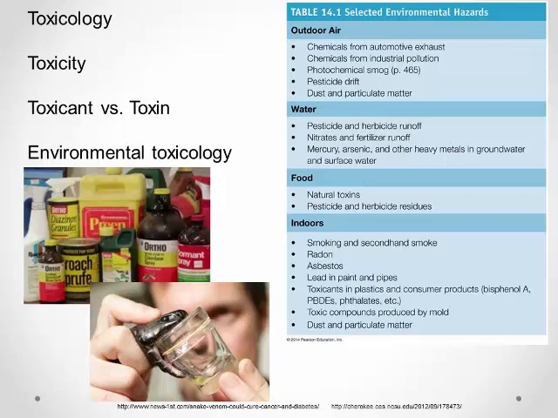A toxicant is a synthetic or man-made poison. Examples include pesticides, herbicides, and solvents. A toxin is a poison from biological or other natural sources. Examples include snake venom, mercury, and arsenic.